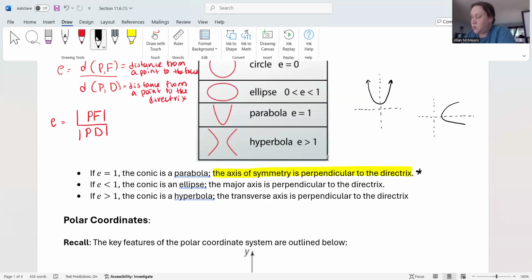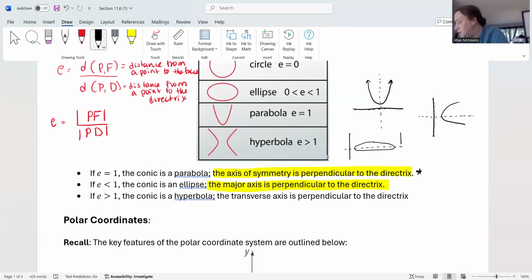Now, if e is less than 1, the conic is an ellipse. And what we have here is that the major axis is perpendicular to the directrix. If we have an ellipse like this, the major axis runs like that. Then the directrix ends up being, let me draw the directrix as a solid line to make it a little easier to understand. And when you're dealing with an ellipse, it actually has two directrix lines.